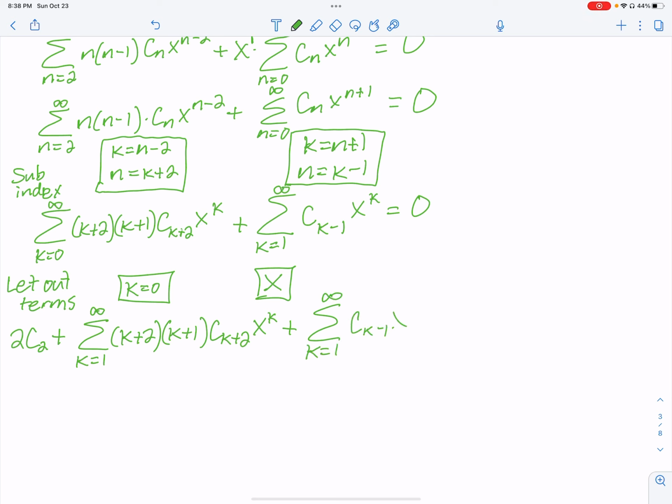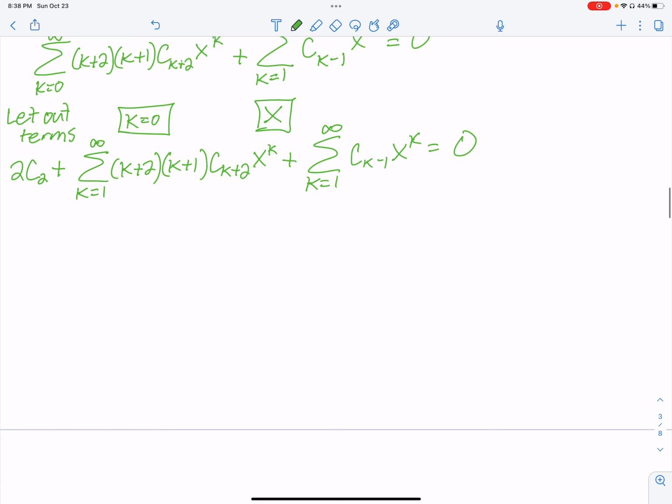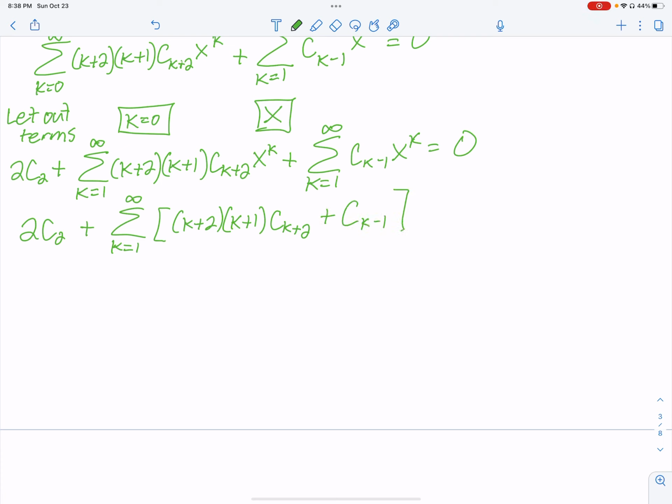K minus 1, x to the k equals 0. So we're almost to the end of the problems that I had you guys set up front. So now I have 2c2 plus I can do one summation, k equals 1 to infinity. I'm going to open my bracket. I get k plus 2 times k plus 1, ck plus 2, and then no x to the k. We're going to factor it out of both. We got ck minus 1, factor out x to the k. I got it right there.